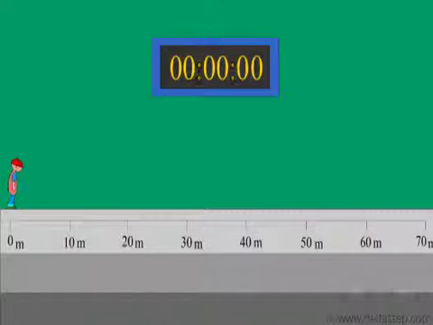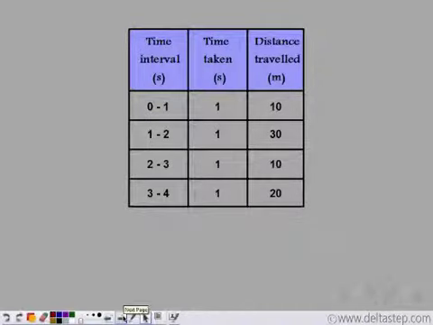Now observe this again. He covers 10 meters in the first second. In the second second, this time he covers 30 meters. In the third second, he covers 10 meters, that is, 40 to 50 is 10. In the fourth second, he went from 50 to 70 and hence he covered 20 meters. So we get this table for representing the motion of the boy.